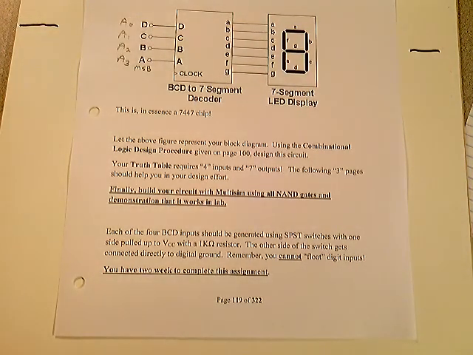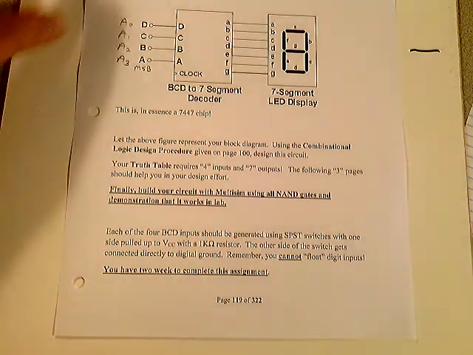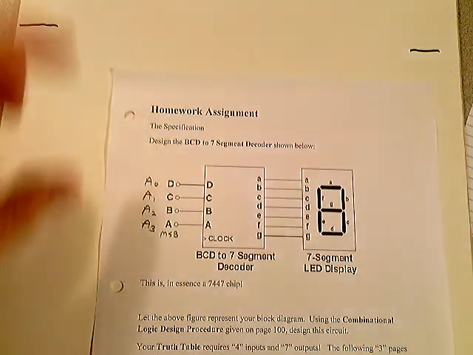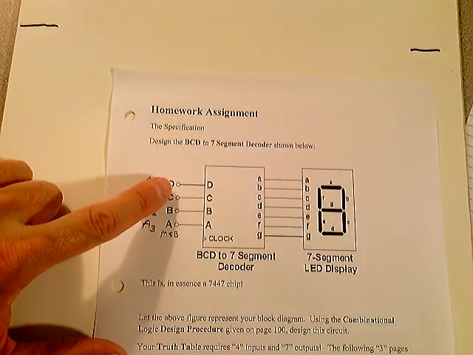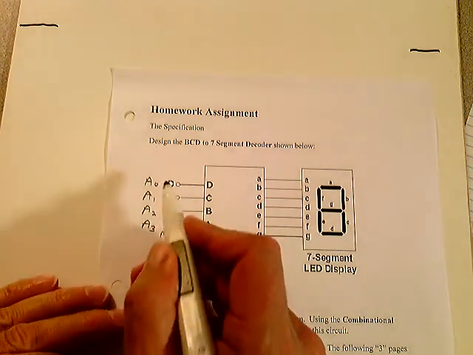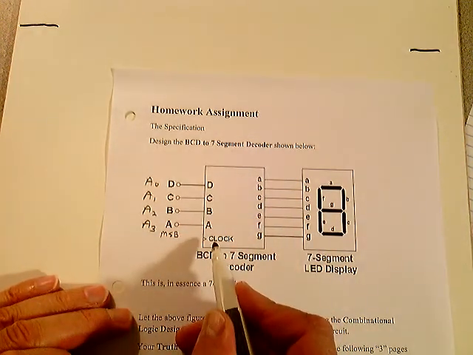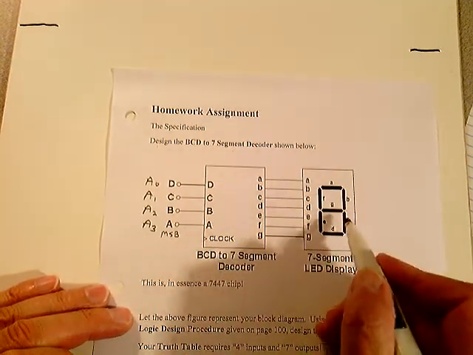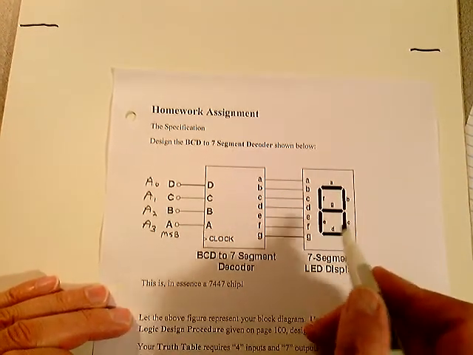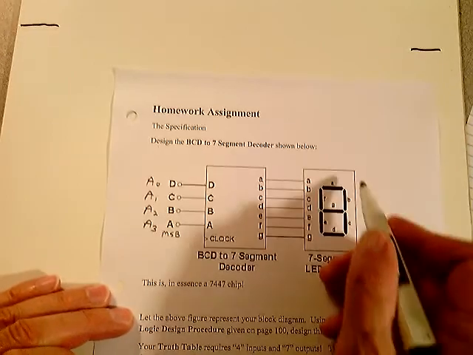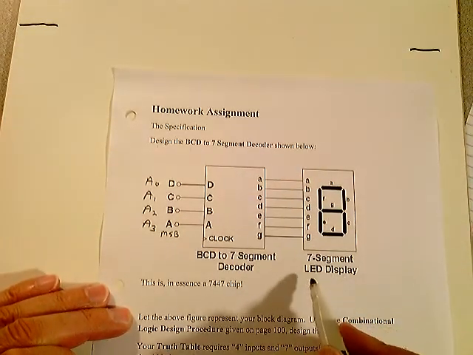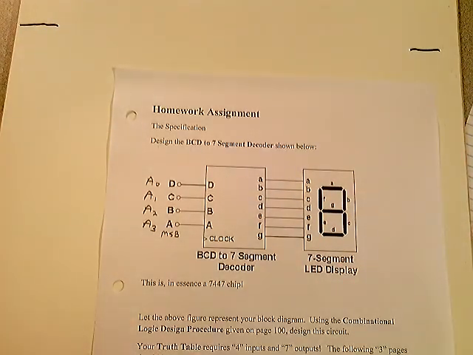And what do I mean by that? Each of these inputs here, I'm going to show you what you're going to have to do in Multisim to put a 0 or 1 here, or 0 or 1 here, as you step through your possibilities to get a 0, 1, 2, 3, 4, 5, 6, 7, 8, 9 lit up here in this 7-segment LED display.